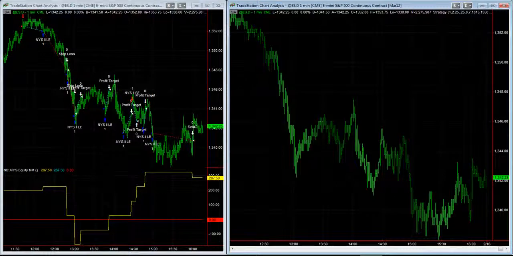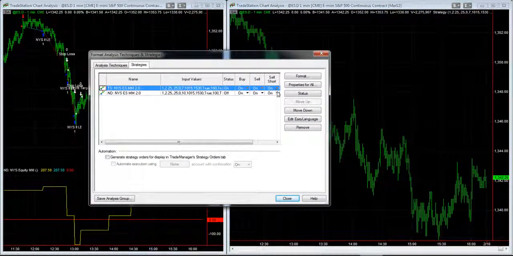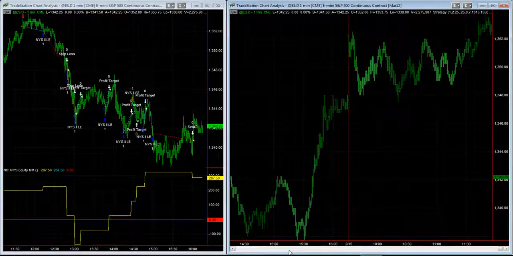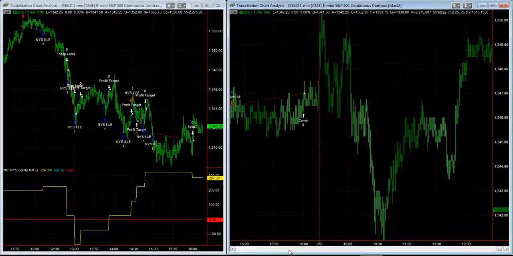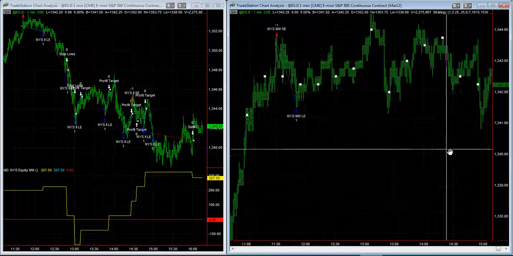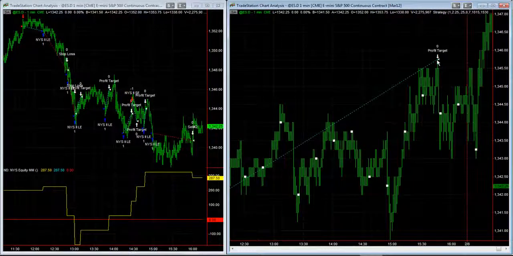The way you do that, you would go in here to format strategies, and where it says sell short, you would say exit only. So then when it would hit those short signals, it would show. I'm going to go ahead and show you that. Let's go back and find the first trading day. Here's a trade. And so if this is a short signal, it would just exit there.